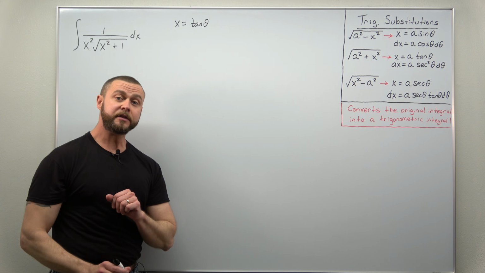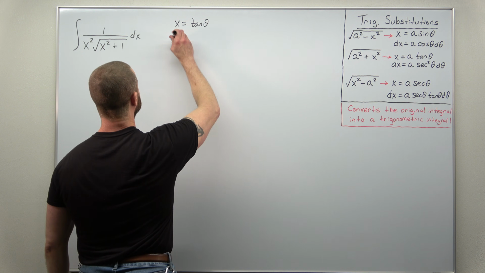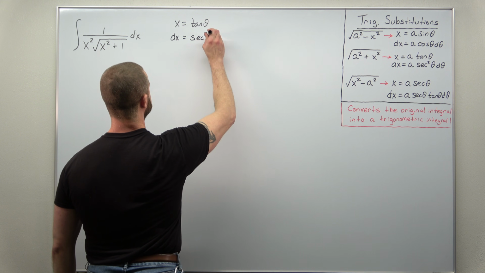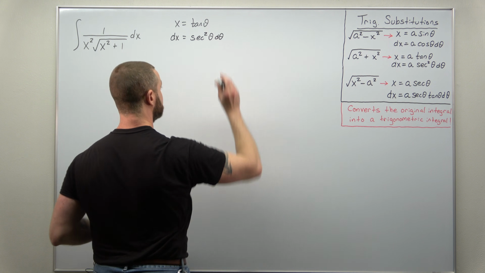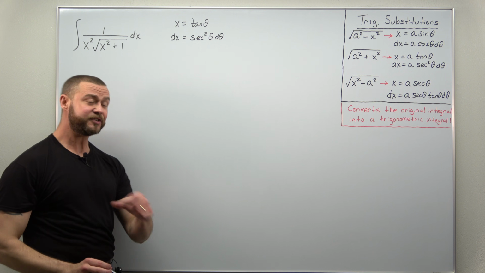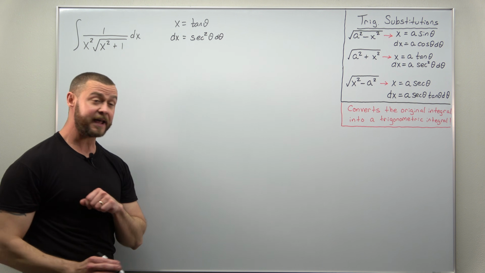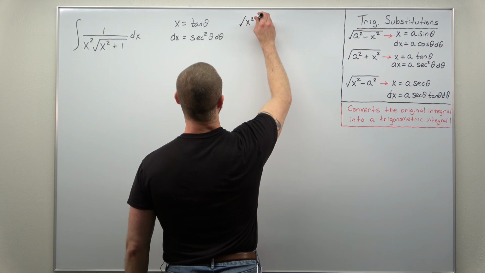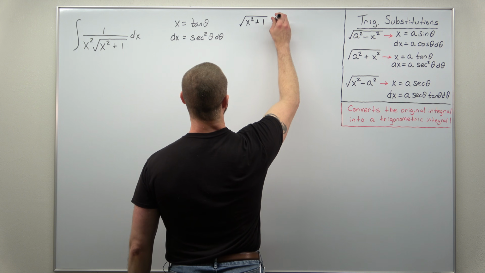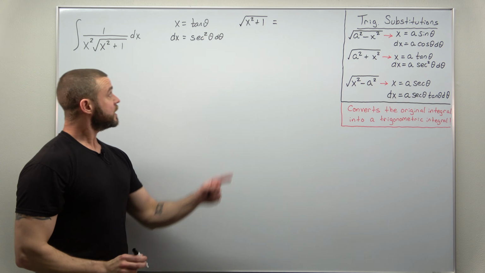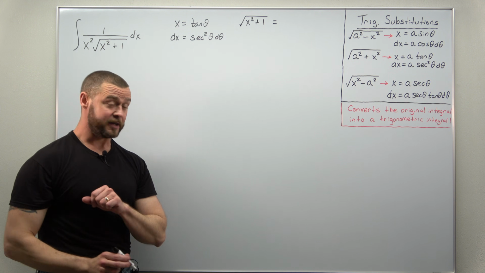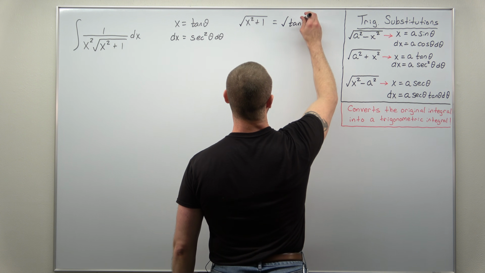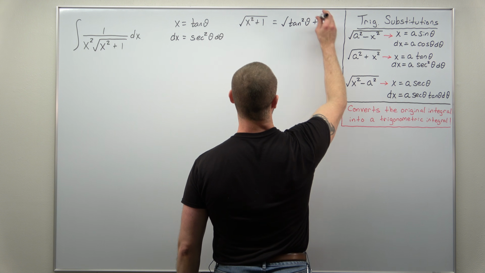All right, we're going to want to calculate the differential dx. The derivative of tangent is secant squared theta. And let's go ahead and take our substitution and get the square root to cancel. So the square root of x squared plus 1. We're going to plug in our substitution, x as tangent theta. So we get the square root of tangent squared theta plus 1.